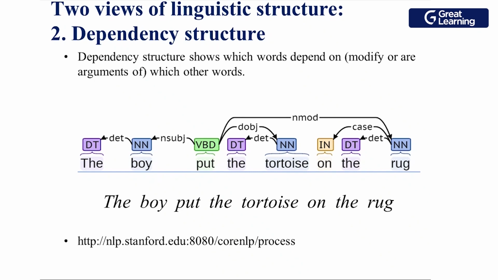dependency analysis, right? So, if you want to really figure out subject, verb, object kind of thing. So, for example, in this case, put is the verb, and who put the thing? The boy put the thing. Therefore, the boy is the subject, and therefore it has that nsubj, noun subject dependency. And what did the boy put? The boy put the tortoise. So, the tortoise is the direct object, the object in the particular sentence. Okay?